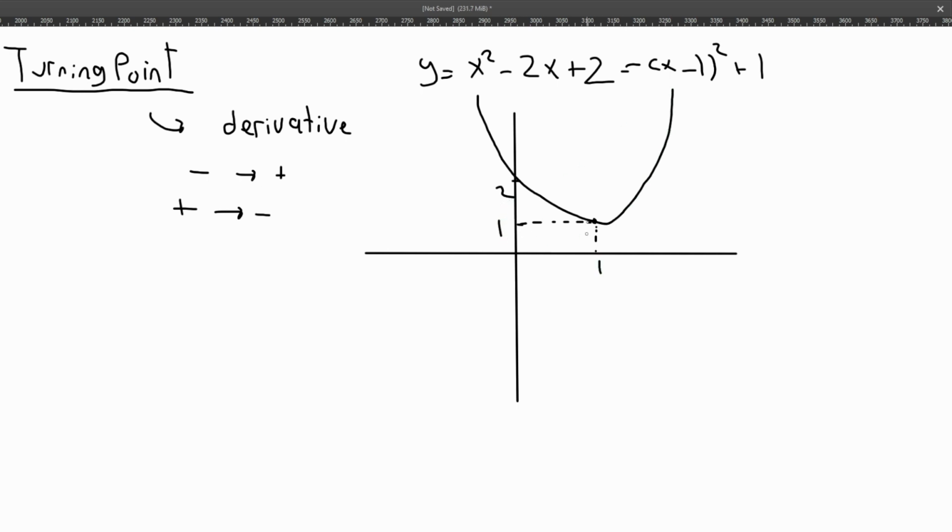So at point 1, the value of 1. Okay, no, I'm still not satisfied. There we go, that's pretty good. Okay, this value is 2, and this value is 1, and this is 1 as well.